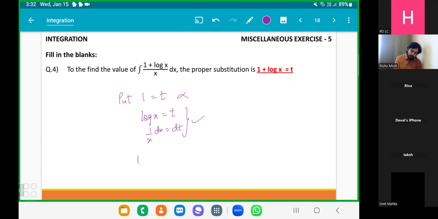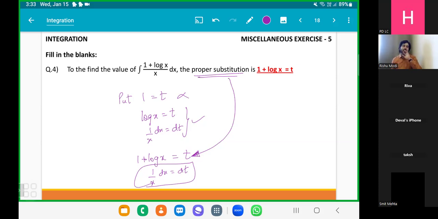But the proper substitution is, whenever we have a constant along with log, we always prefer that, because when you take the derivative, the derivative of a constant is 0. So it doesn't matter, your answer would still be the same. So the proper substitution will be 1 plus log x equal to t. But if this question is a 3-marker or 4-marker question, you can still solve the sum by taking log x is equal to t. That is not a problem. But as per the fill in the blanks, the proper, logical substitution here should be 1 plus log x. That's question number 4.